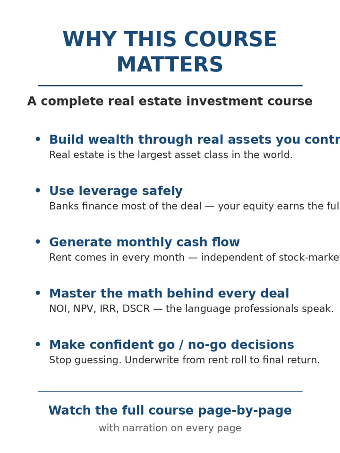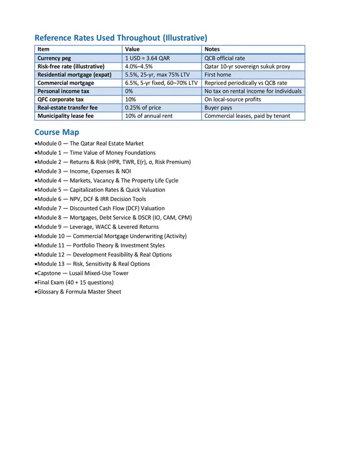By the end of this course, you'll speak the language professionals use: NOI, NPV, IRR, DSCR, and you'll be able to underwrite any deal from rent roll to final return. Let's begin. This page shows the reference rates used throughout the course. The currency peg, the risk-free rate of around 4 to 4.5%, residential mortgages capped at 70 to 75% loan-to-value, the corporate tax of 10%, and the transfer fee of 0.25%.